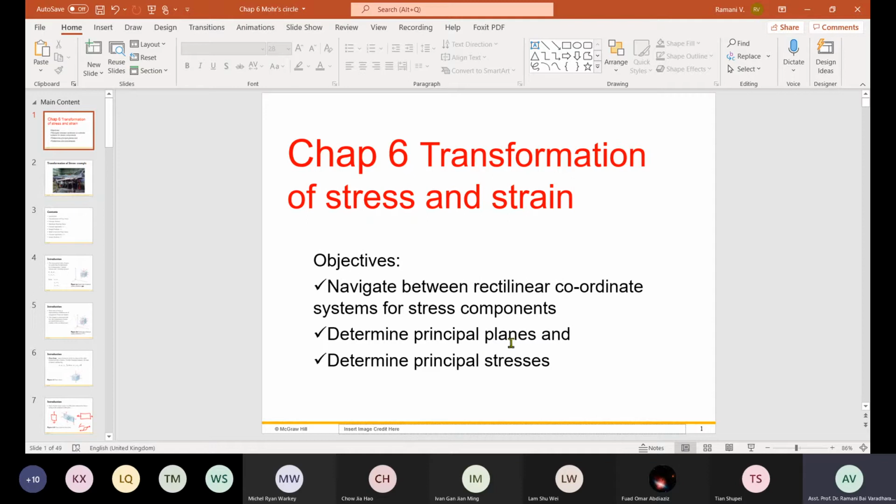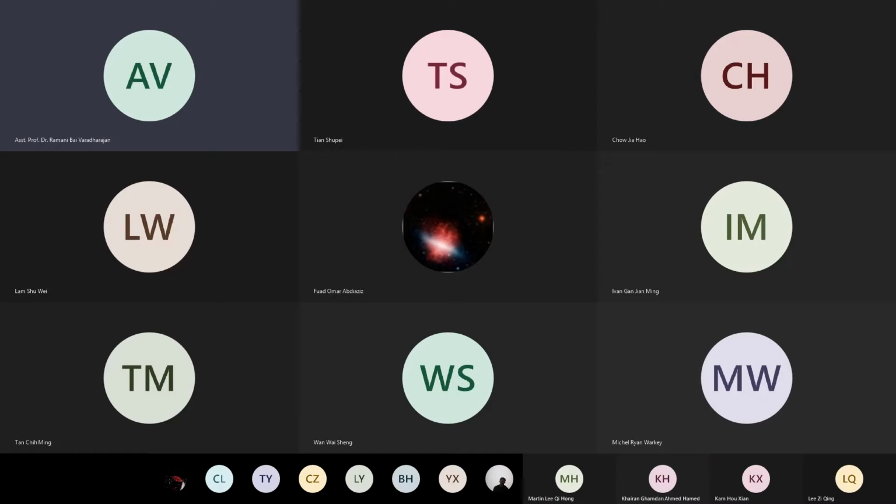In that we will find principal planes and principal stresses. Sometimes it will ask for both, and the planes can be found by the angle of deviation, so we will also find the angle, right? Let me go by the recording. I share with you the recording.